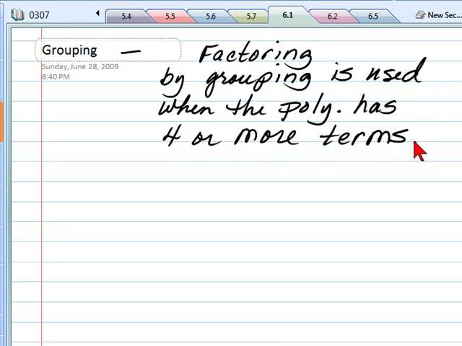Now, each of the skills that I teach you for the rest of the class will be specific for a certain number of terms. Greatest common factor, you look for a common factor no matter how many terms there are. But going on from there, if the polynomial has four or more, you're going to try something called grouping. And then 6.2 teaches us something about if it has three terms, and 6.5, which we jump to, teaches us something about binomials, two terms. And I promise I'll summarize all of that at the end.